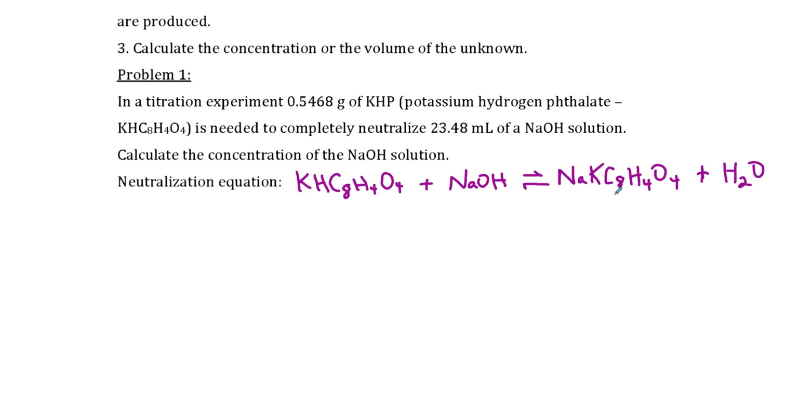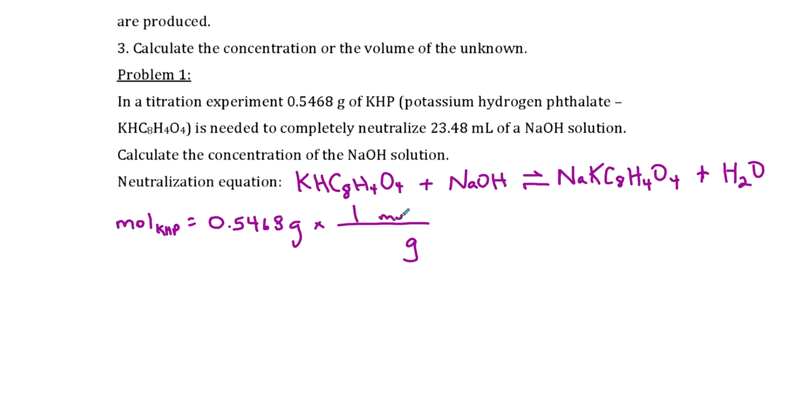It's all a 1-to-1 ratio. So now I'm going to do moles of the known solution. This time I'm going to shorten it to KHP. If I know how many grams of KHP I have, I can easily get that into moles, and how I'm going to do that is I'm going to use the molar mass.